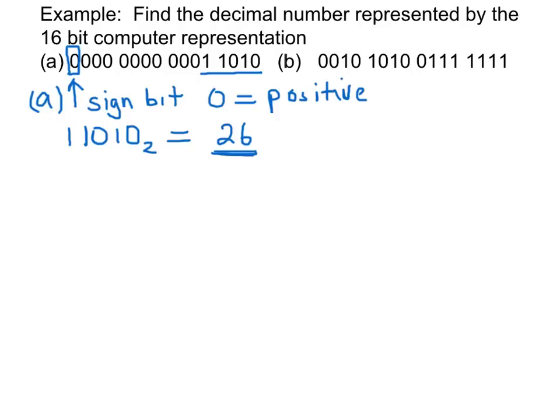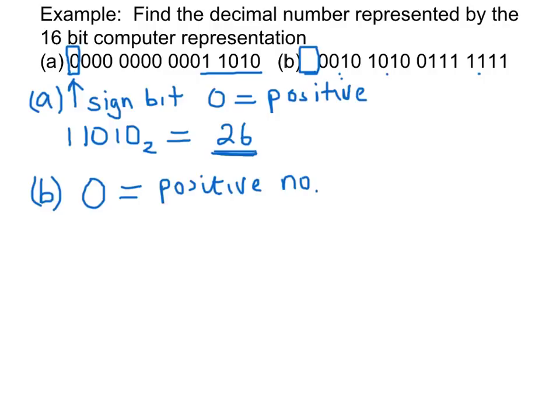Now let's look at the solution to part B of this question. Again, if we look at the first bit of the computer representation, it's a 0. And a 0 indicates that it is a positive number. So the first bit being a 0 indicates that it's a positive number. So what we have to do is take this number and convert it back to decimal. Now, it turns out that this is quite a big number, and we're not going to be able to do it directly on the calculator.